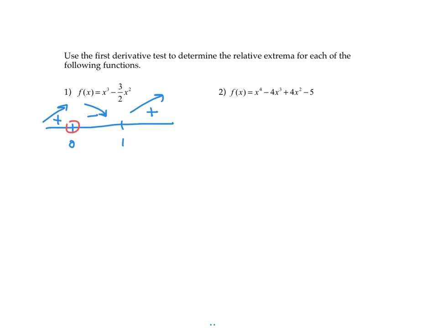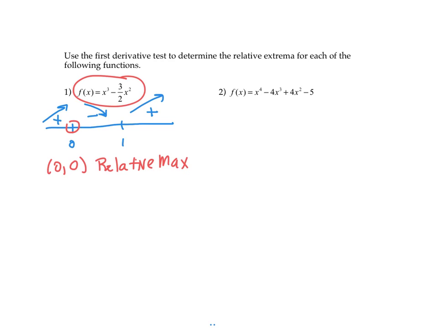point, and that means that 0, 0, so I know x is equal to 0 and I plug it into my original function to get 0 for y. 0, 0 would be a relative maximum.